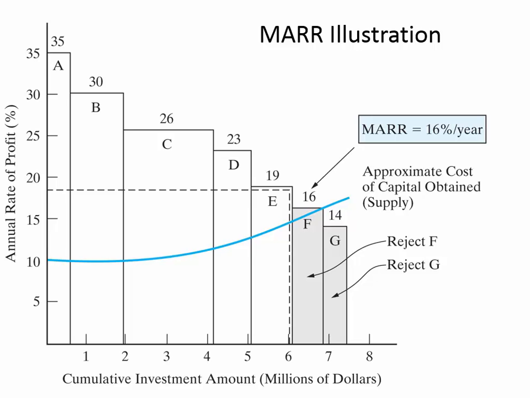Right. So for F and G, my borrowing costs were higher than my rate of return. So that is not acceptable. I don't want to be borrowing money at 16, 17% and then only receive back 14% for project G.